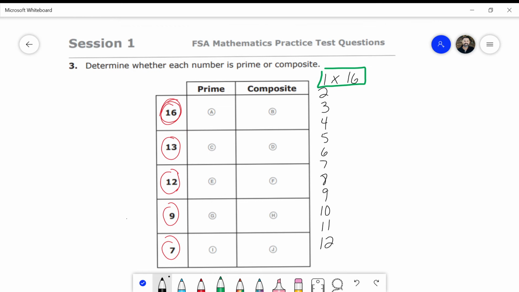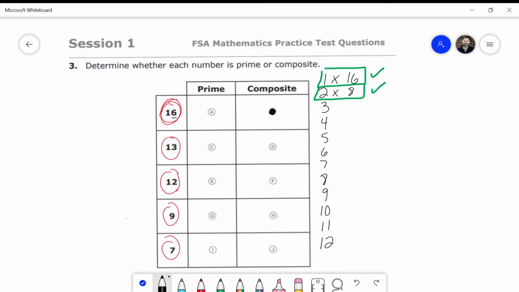Well, if I go to 2, I know 2 works because in the ones place, there's a 6. The divisibility rule for 2 is if there's a 0, 2, 4, 6, or 8 in the ones place, then 2 works. And so 2 times 8 equals 16. And I can stop right there because the goal isn't to find all the factors. The goal is to try to find more than one set of factors. So right now I have 2 sets, right? Here's 1 set, 2 sets. That makes the answer composite. If there's only 1 set in total, then it's prime.